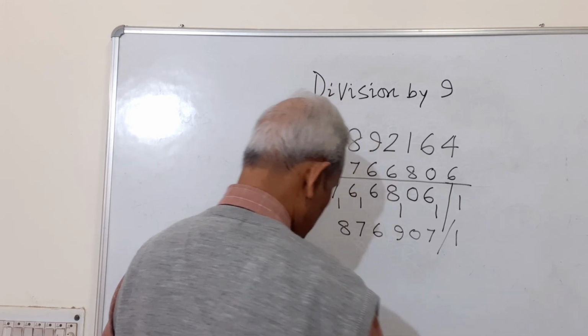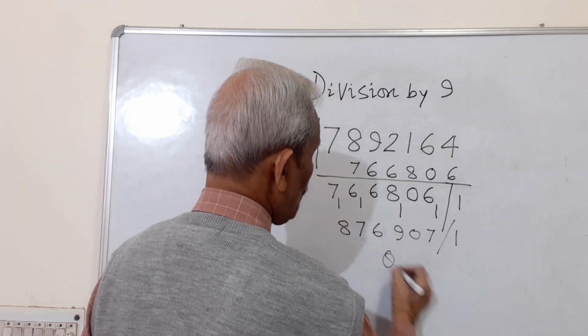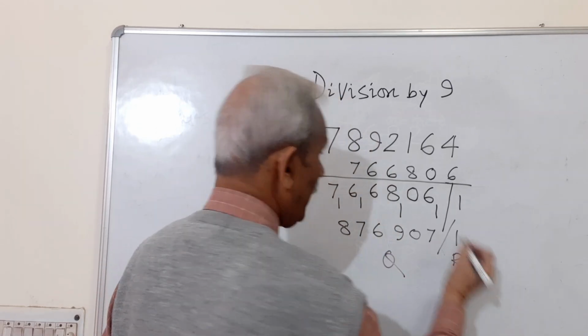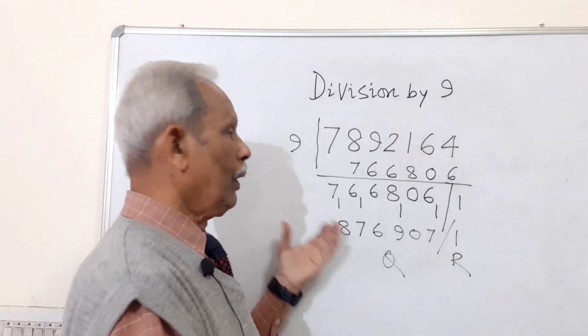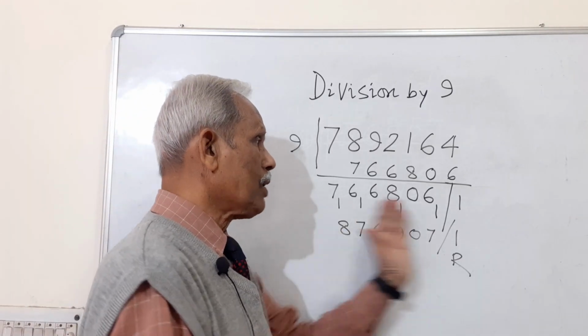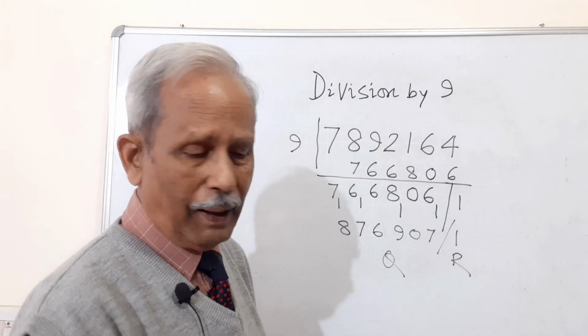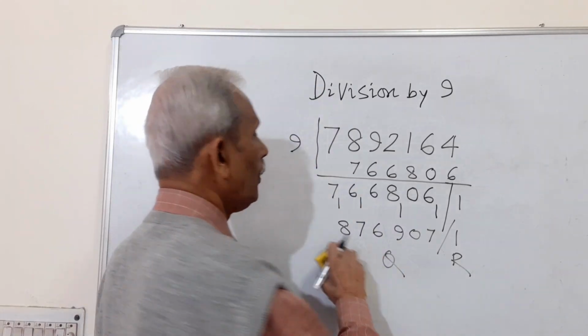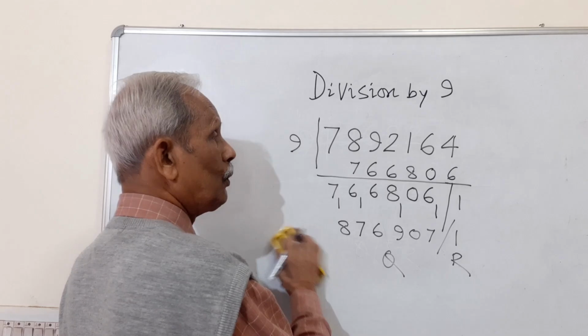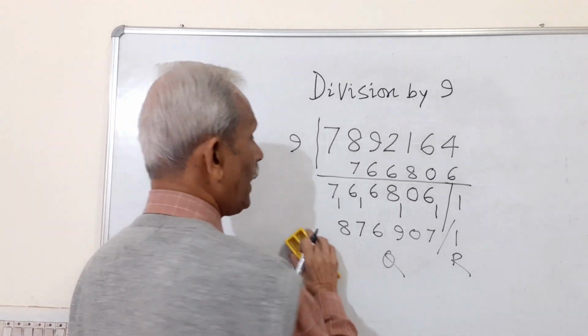So your 876907 is the quotient and 1 is the remainder. Isn't it beautiful? You have done the whole problem in one straight line without going into the various steps involved in it. That's a beautiful way of doing division through the Nikhilam method in Vedic mathematics.